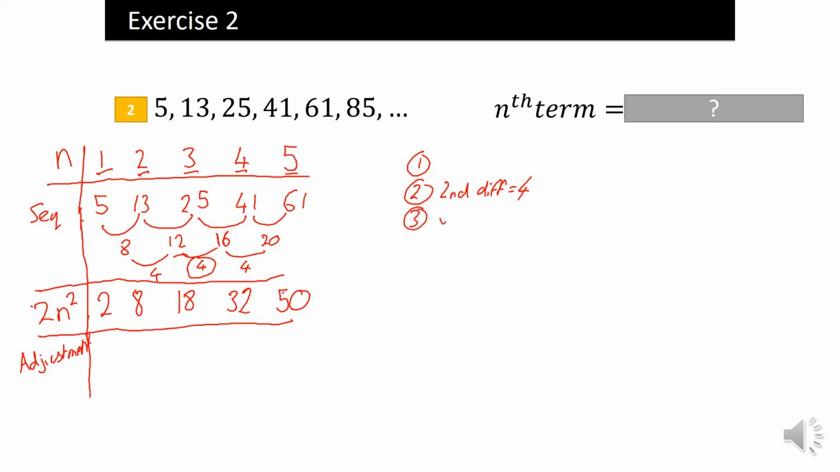So we can tick off them. Step 4 is work out the nth term of the adjustment. So like with the last two, this is going to be a sequence in itself, and we're going to need to work out the nth term for this.